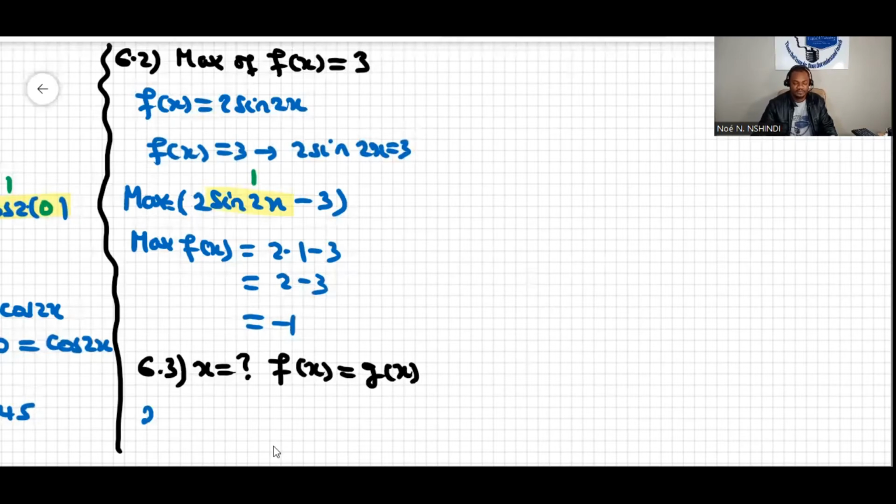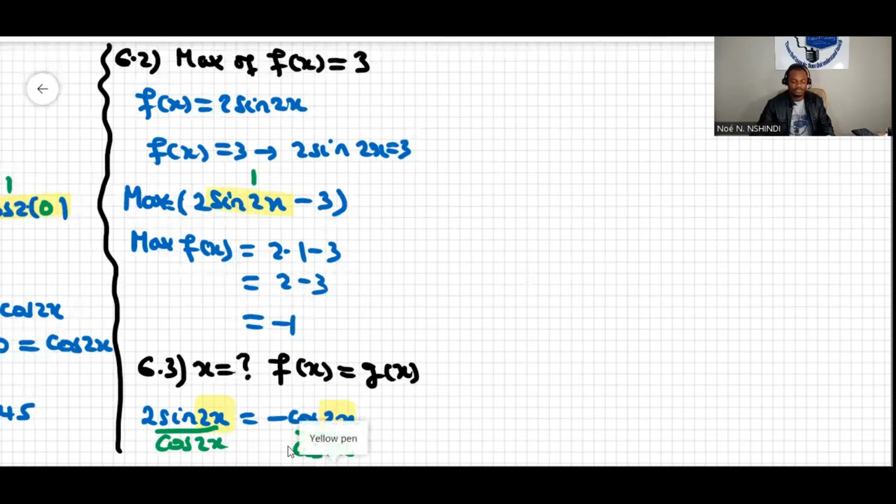Now f of x is given by 2 sine 2x, and then g of x is given by negative cos 2x. Luckily, in this case, the angles are the same. So I think we can now divide by cos 2x on both sides. Okay, we can divide both sides by cos 2x.